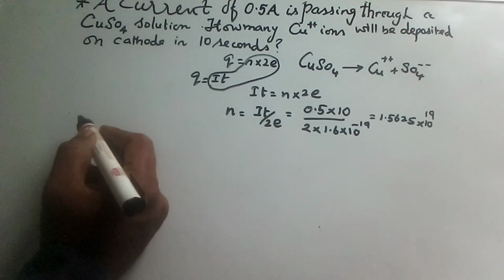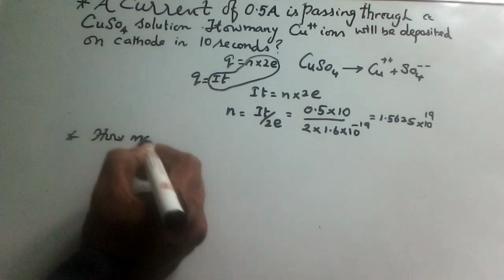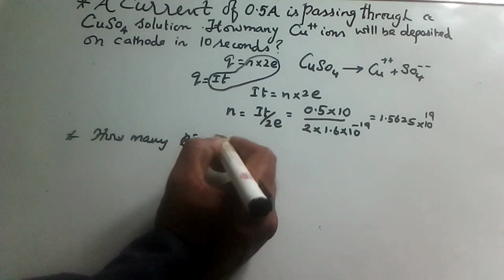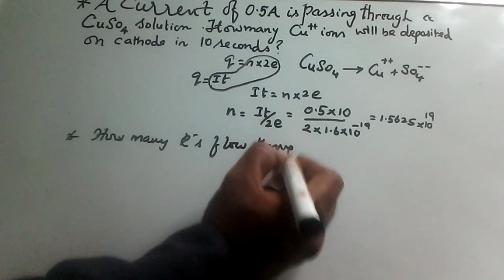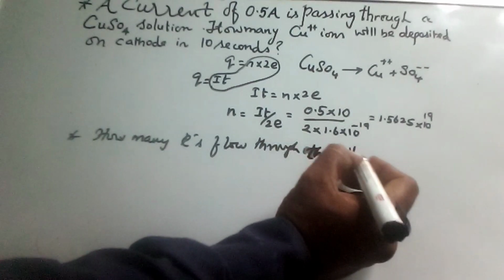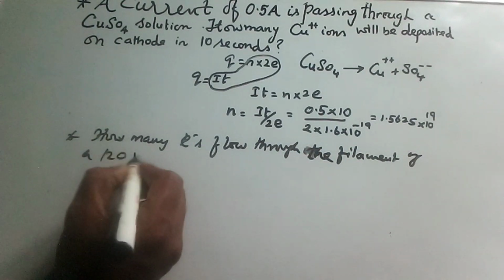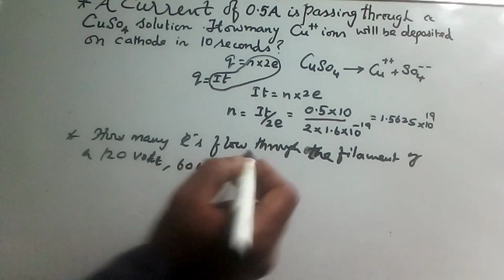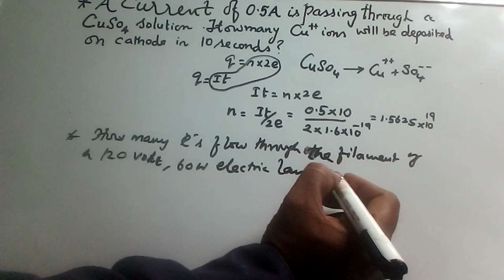So how many electrons flow through the filament of a 120 volt and a 60 watt electric lamp in one second?